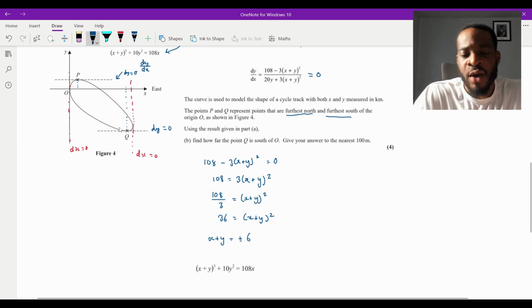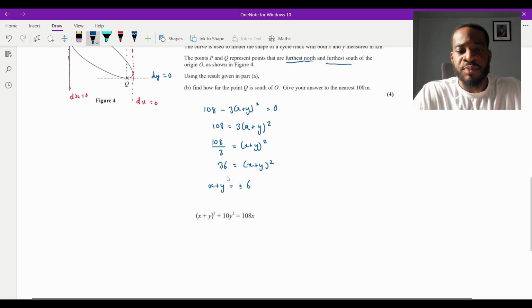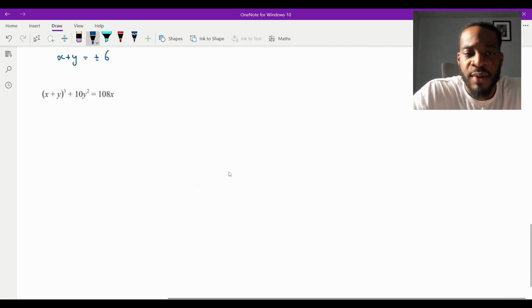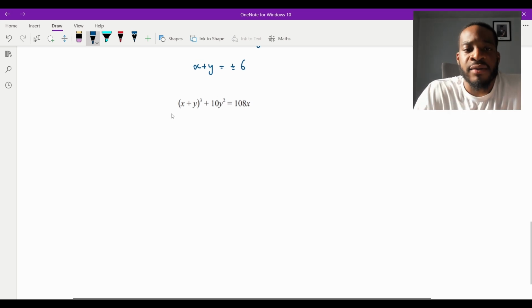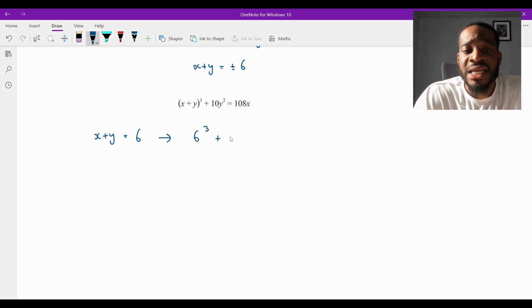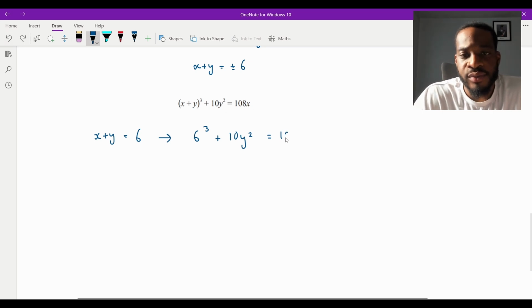So which one do you pick? Well, I just pick positive first anyway. That's what I would do. So let's pick the positive one. And if this works, then I know that I don't need to look at the x plus y equals minus 6. So let's plug that in. I'm going to say x plus y is going to equal positive 6. So if I put that in there, then I'm going to have 6 cubed plus, and then remember what I said, I want to get all in terms of y. So 10y squared, and then this will equal 108, sorry.